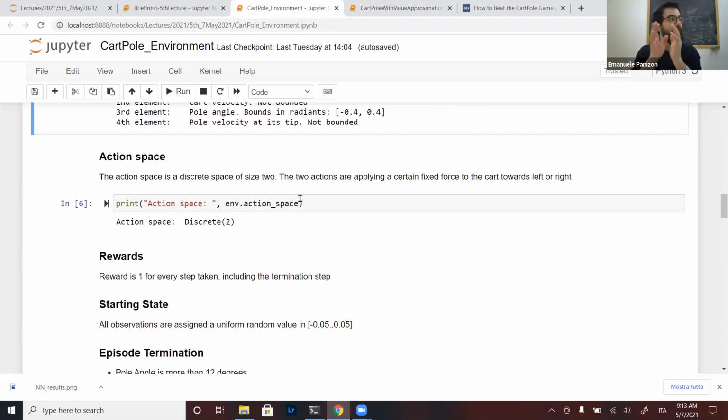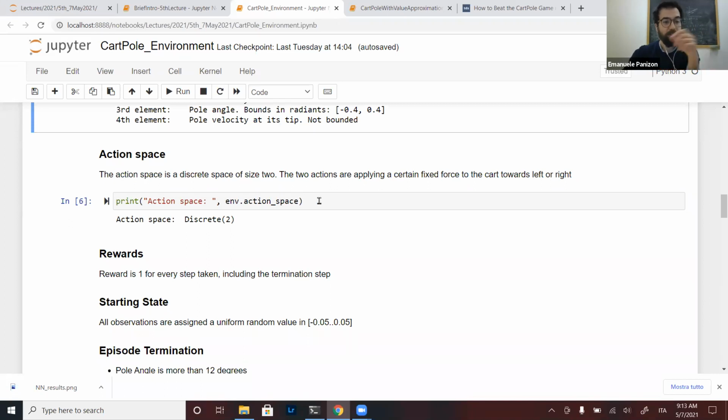So the state will not be tabular anymore. We will have to deal with that because it's a continuous state. But the action is actually tabular. So we will separate our problem and we will do function approximation only on the states.